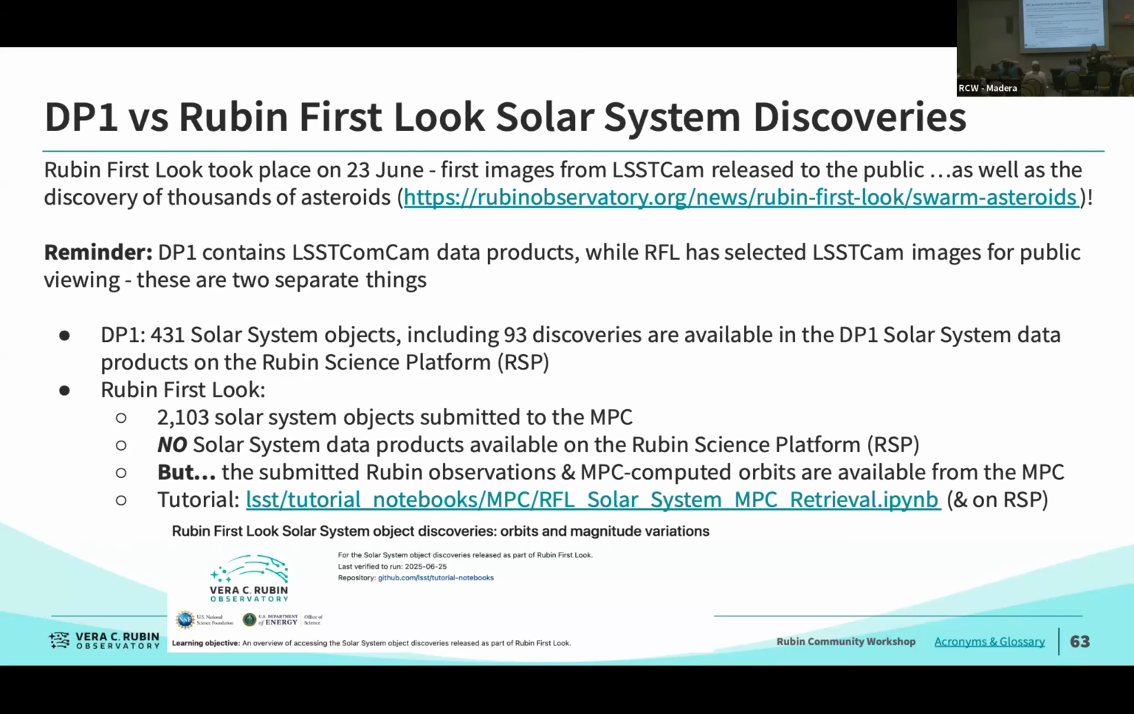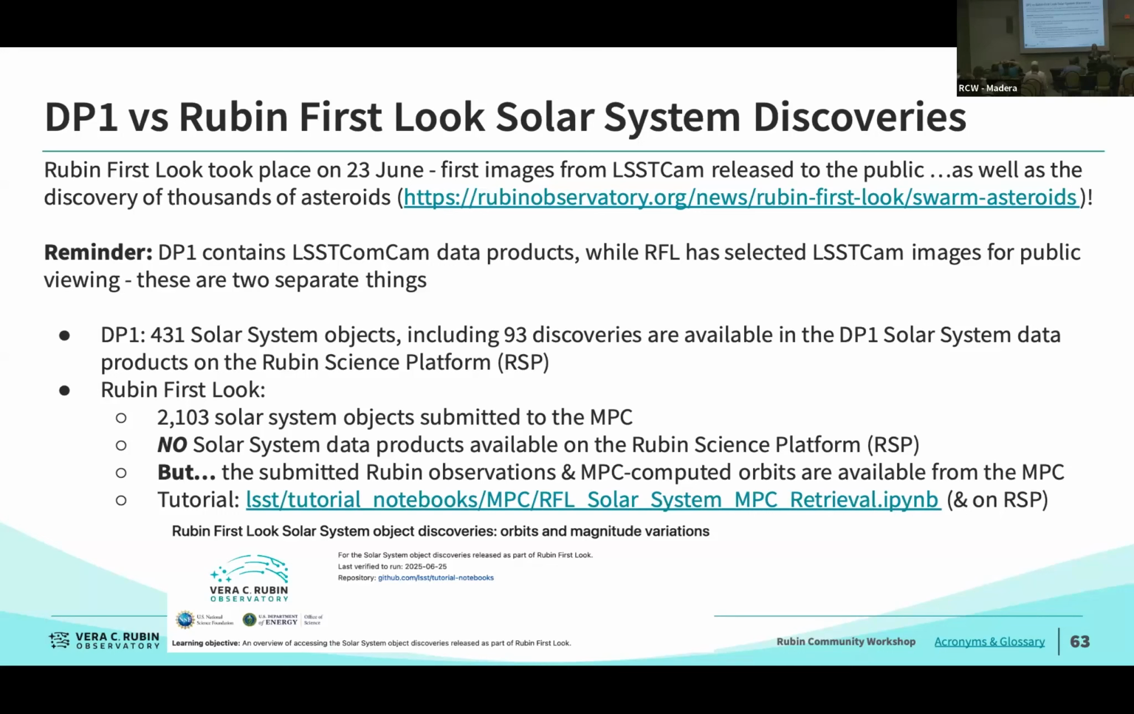So these Rubin First Look discoveries are different from what is in DP1. Remember that DP1 specifically has data products from LSST ComCam, while the Rubin First Look is for LSSTCam. So two different cameras. There are data products from LSST ComCam for DP1, but all we have are these images that were released from LSSTCam as part of Rubin First Look, as well as these solar system discoveries that were submitted to the Minor Planet Center.